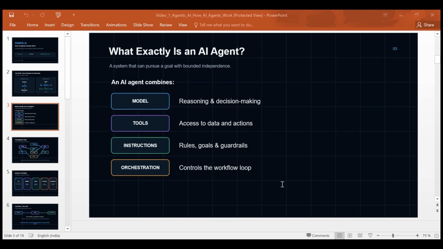First, we have the model, the reasoning and decision making engine. Second, we have tools. This allows the system to retrieve information or take actions in external systems. Third, we have instructions and guardrails that define what the agent is allowed to do and how it should behave. And finally, we have orchestration, the mechanism that manages the execution loop. This distinction matters because simply placing an LLM inside a chat interface does not automatically create an agent. The model needs to participate in controlling the workflow.